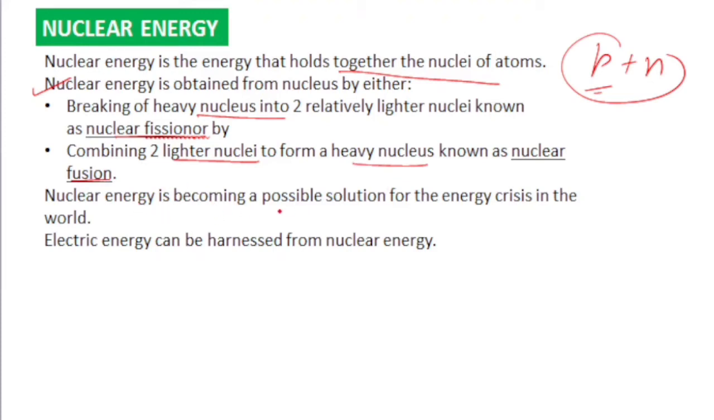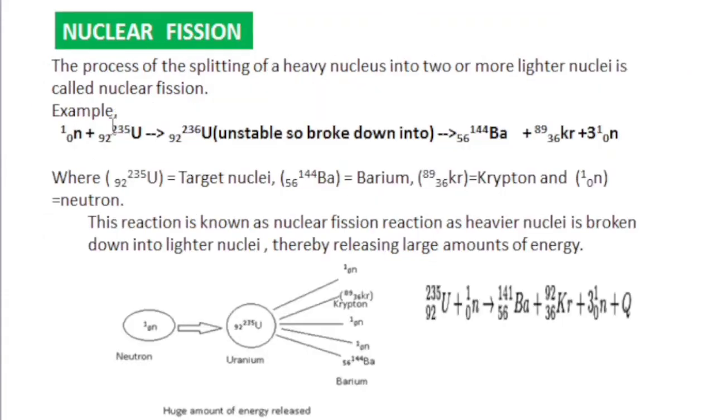So nuclear energy is becoming a possible solution for the energy crisis in the world, and electrical energy can be harnessed from this nuclear energy. After this, I am going to discuss these two types of reactions, nuclear fission and nuclear fusion, with the help of which nuclear energy can be obtained. So what is nuclear fission? Nuclear fission is the process of splitting of a heavy nucleus into two or more lighter nuclei.